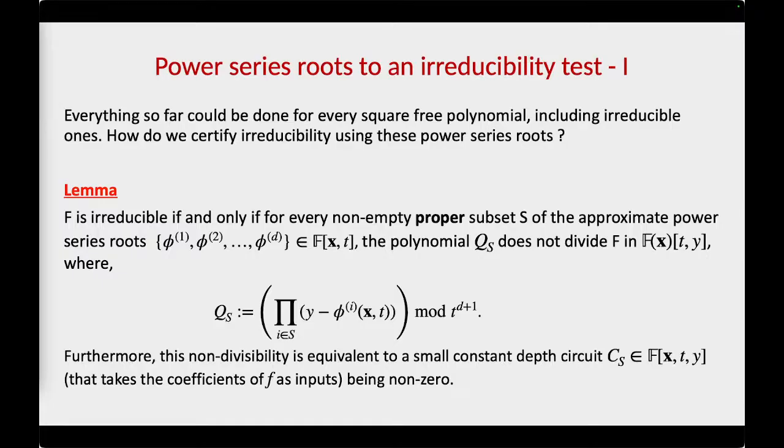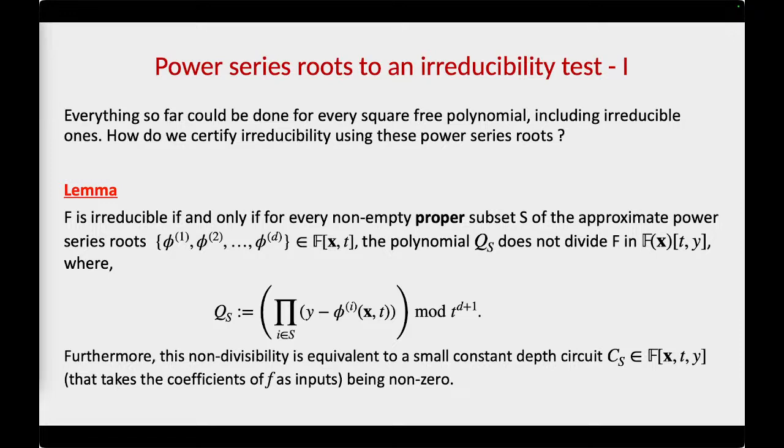So for every subset S, if the circuit C sub S that comes out of this lemma happens to be not identically 0, then F is irreducible, and it's an if and only if condition. So given the power series roots, in order to test if F is irreducible, all we need to do is to construct this circuit C sub S for every proper subset S of the power series roots and check if it's non-zero. Since C sub S is a constant depth circuit, given any such circuit, we can check if it's non-zero or not in sub-exponential time, deterministically.